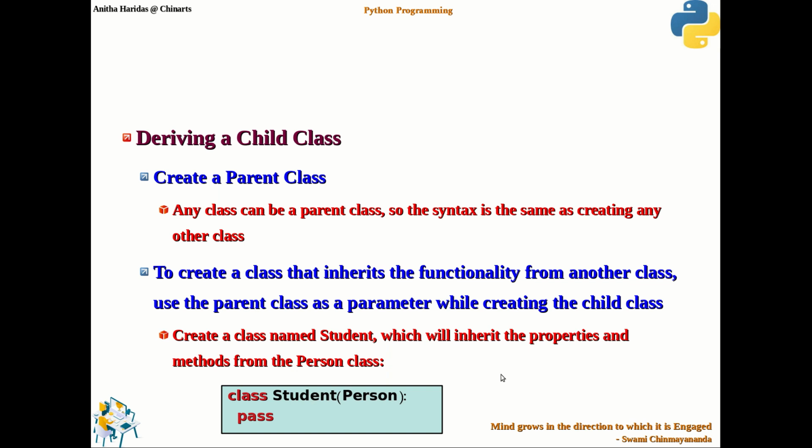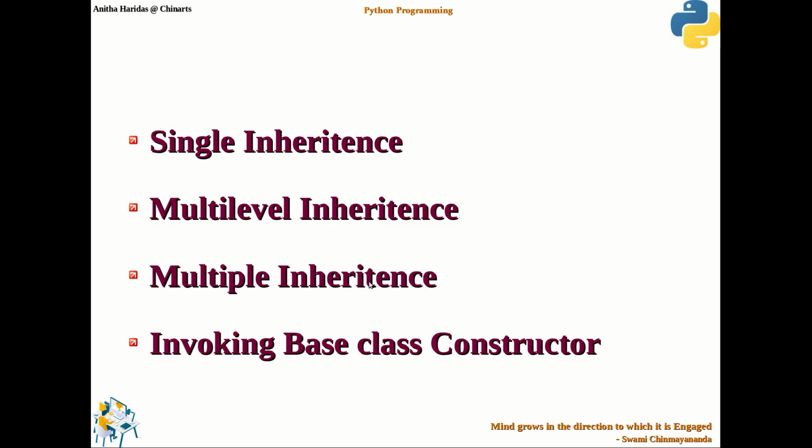You have different types of inheritance: single, multi-level, multiple inheritance, and how do you invoke the base class constructor, and what do you mean by polymorphism, what do you mean by overriding, what do you mean by operator overloading. All these things we will be discussing in the upcoming session.